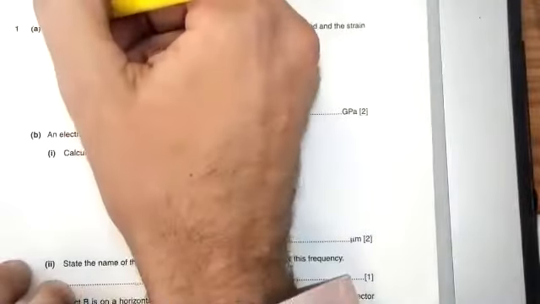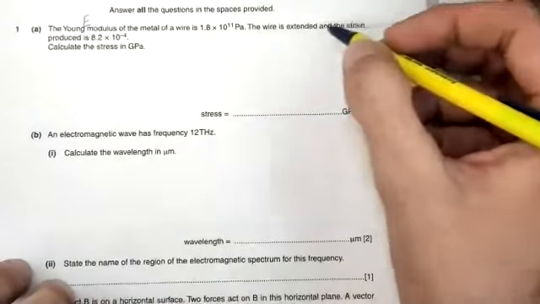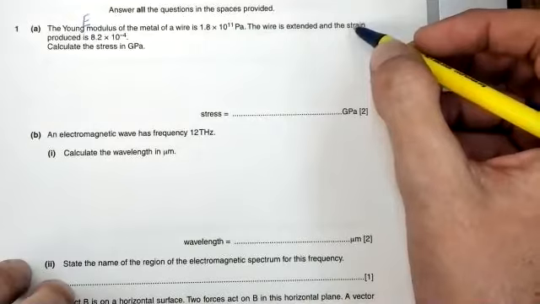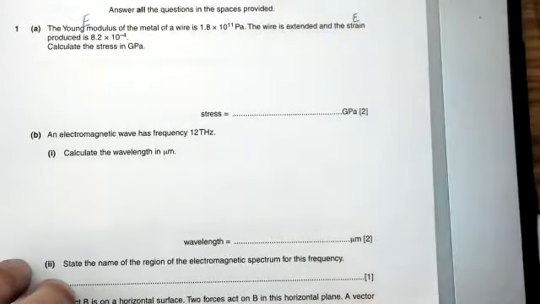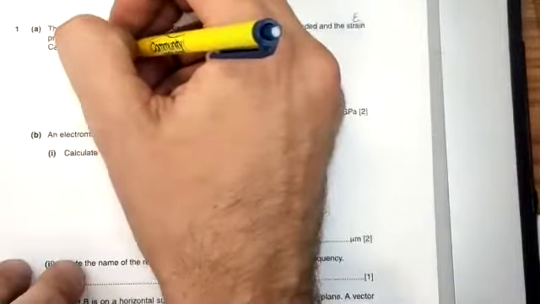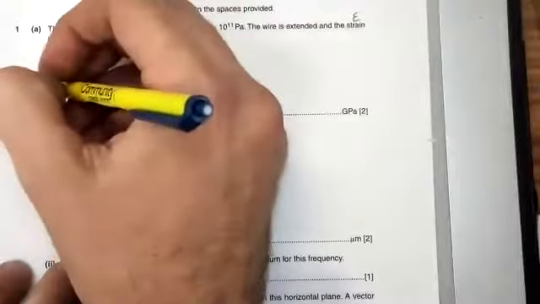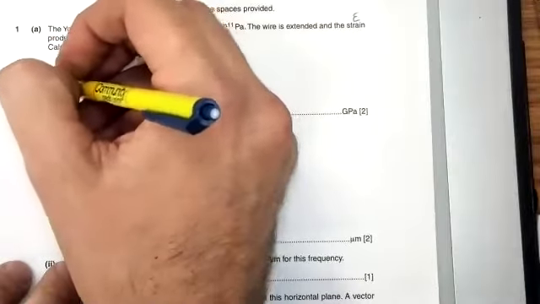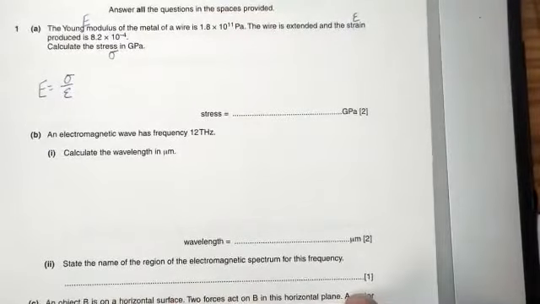Young modulus, we use the letter E for that in physics. The wire is extended, and the strain, we use the Greek letter epsilon for that, just like we saw an epsilon in the previous example. And then the stress is the Greek letter sigma. It looks like a circle with a little line on the top. And Young modulus is the stress over the strain. Okay, that's the way we define it. Stress over strain is Young modulus.